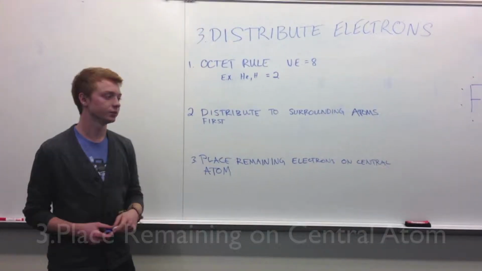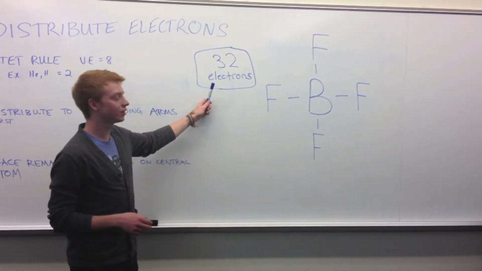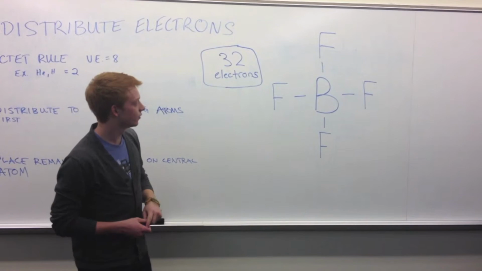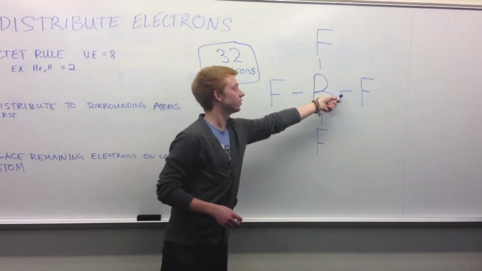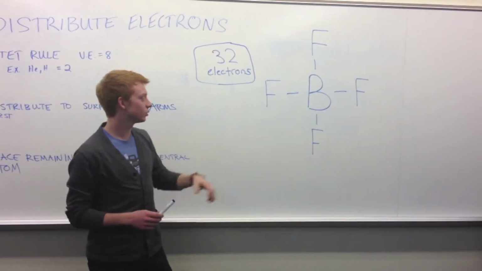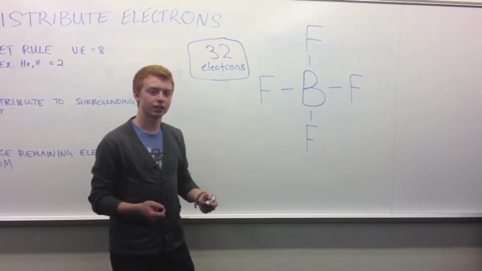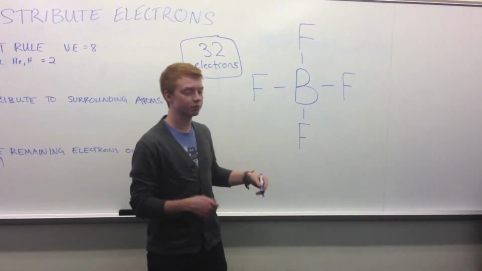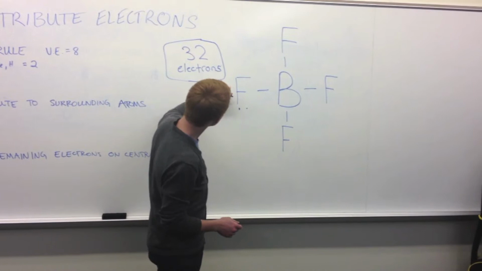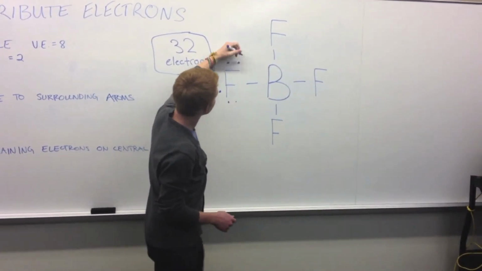Okay, so looking at our structure, you'll remember that we counted up 32 electrons for this molecule. And if you see, we've already put in 2, 4, 6, 8 of them for the single bonds. So the first thing we need to do is fill up the outer atoms. So we're going to add 6 electrons to each of the fluorines to complete their octet rule. So, I'm going to put 6 on each fluorine.